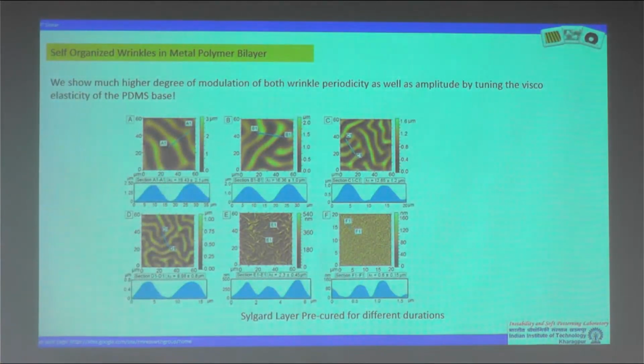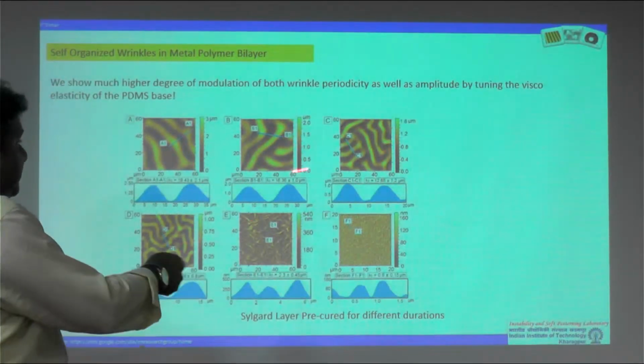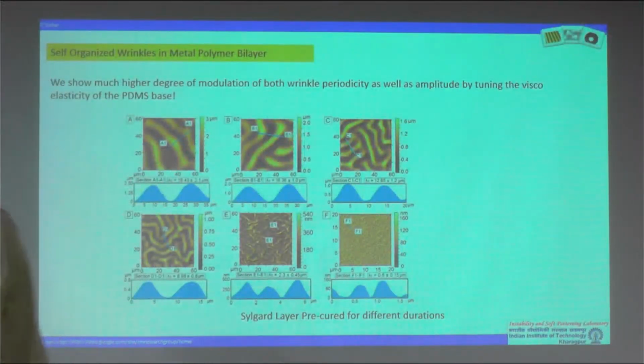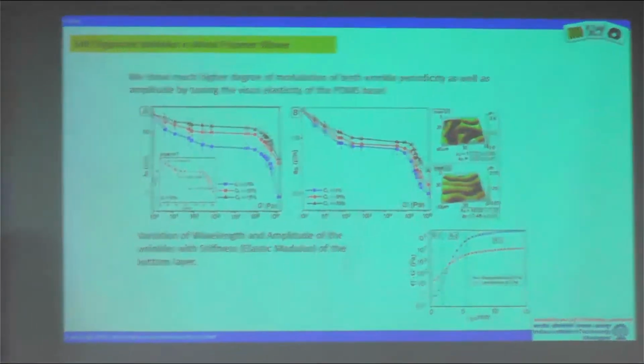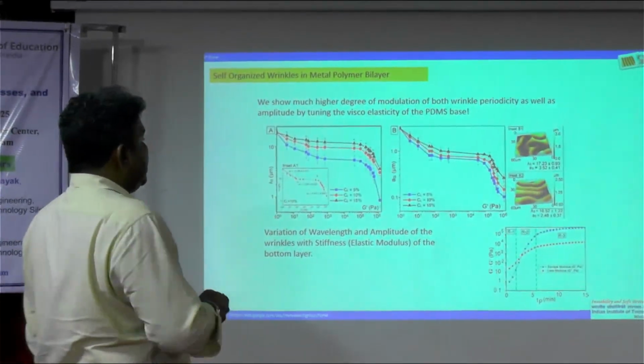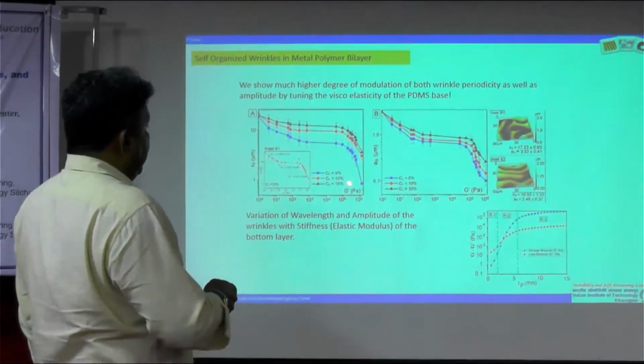You have a film, same film thickness, you do not vary the film thickness or anything. All you do is vary the duration of pre-curing. So for example, this one is fully cured, so it's an elastic film. These ones are partially cured, so they are viscoelastic. And in the process, you can create wrinkles which have different wavelengths, smaller, bigger, whatever you want. Since we were doing detailed AFM analysis, we not only looked at their periodicity, but we also looked at their amplitude.